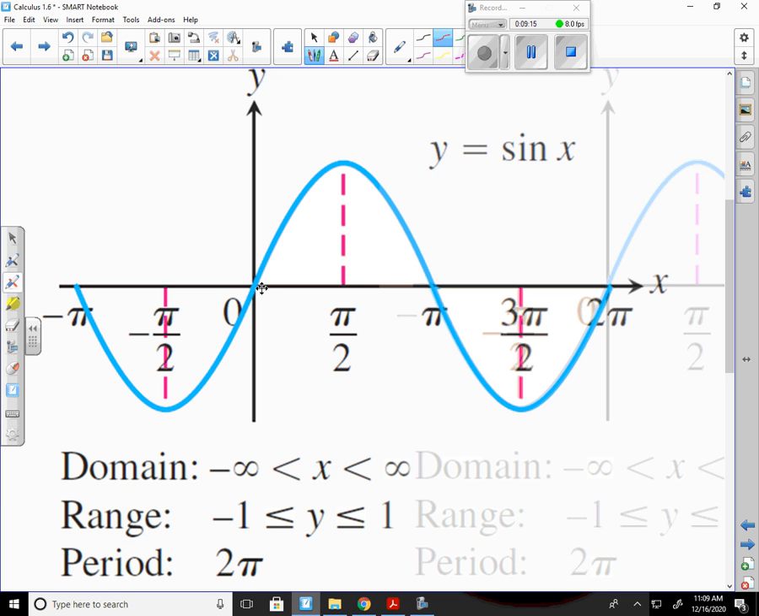It also works if I just started at 0 and went from 0 to 2 pi. Starting at 0, it goes up and then back down and ends at 0. My next cycle from 2 pi on is going to go from 0 back up to the same point that this was. So that's what makes it a period of 2 pi. That's how long it goes before it starts over.